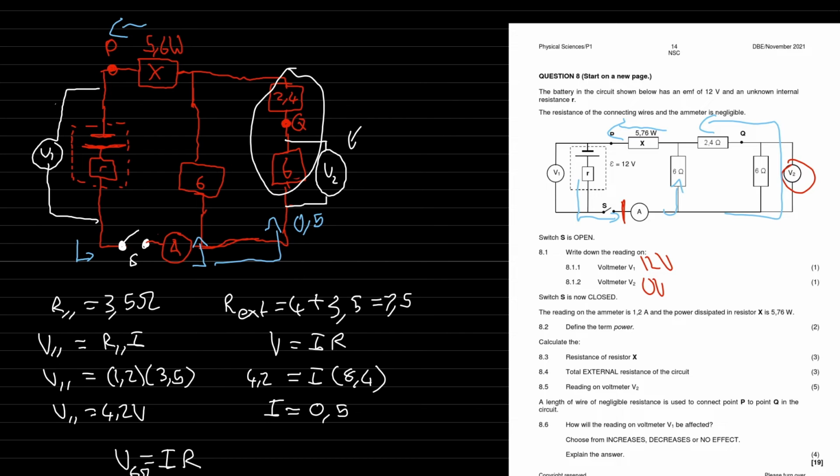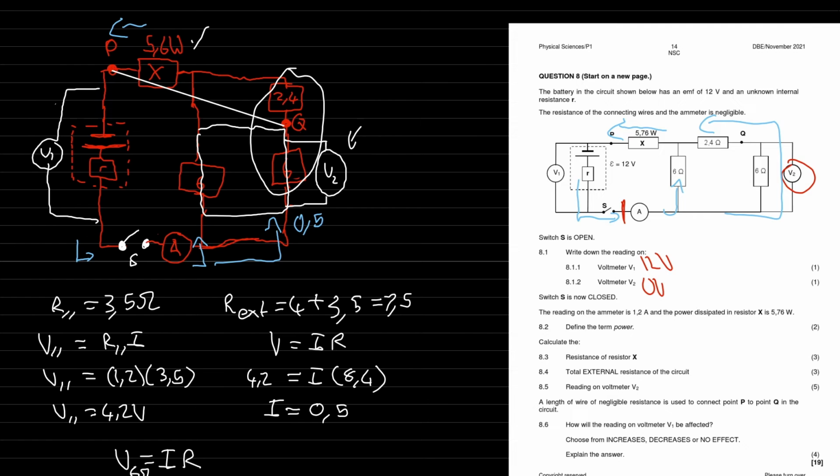Next question. A length of wire of negligible resistance is used to connect point P to point Q in the circuit. So essentially what's happening is we are connecting points P and Q. So we're bypassing these two resistors, but we still have a parallel branch here of 6 and 6. So what's actually happening is we're decreasing the resistance of the circuit.